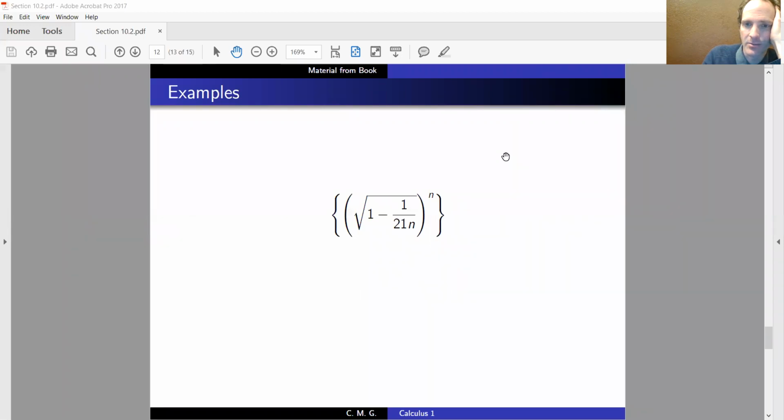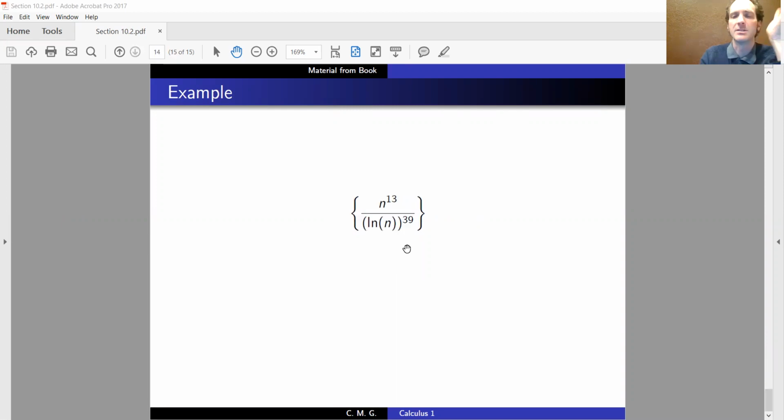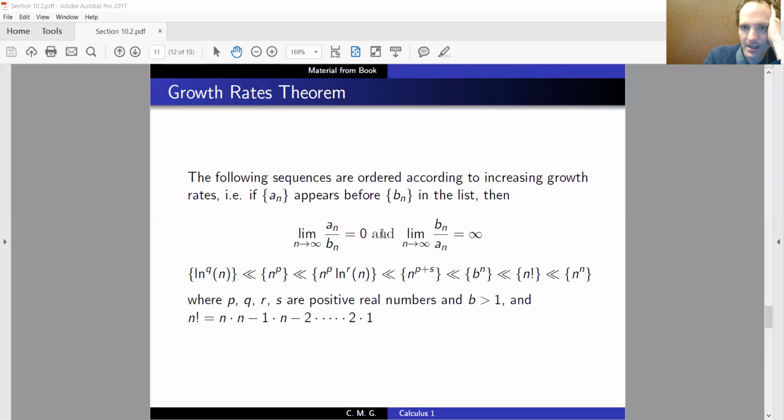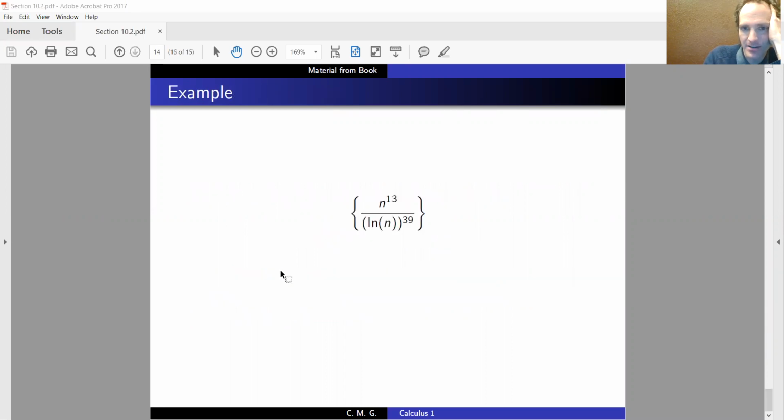So let me look at one more with you. So this one in particular, actually, let me go with this one first. I look at this one and I say, hey, look, those are two functions that look like the ones that I had in my growth rates table. And in particular, it's a power of natural log and a power of n. So I go back up here and I say a power of natural log grows slower than a power of n. So the power of n grows faster. That's the numerator. Since the thing in the numerator goes faster, this thing diverges to infinity.